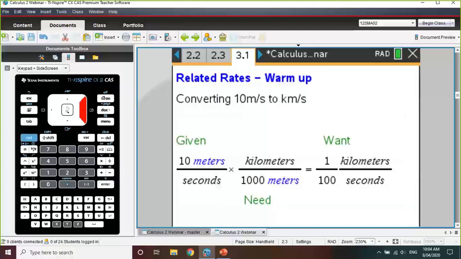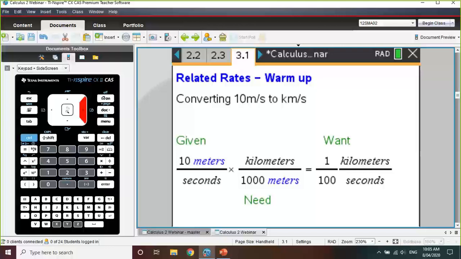So, related rates. Before we launch into it, I thought we'd take a little step back, back to year 9 or year 10, just as a warm-up here. Okay. So think about in year 9, year 10, when we went to convert from meters per second to kilometers per second, or converting one rate to another rate.